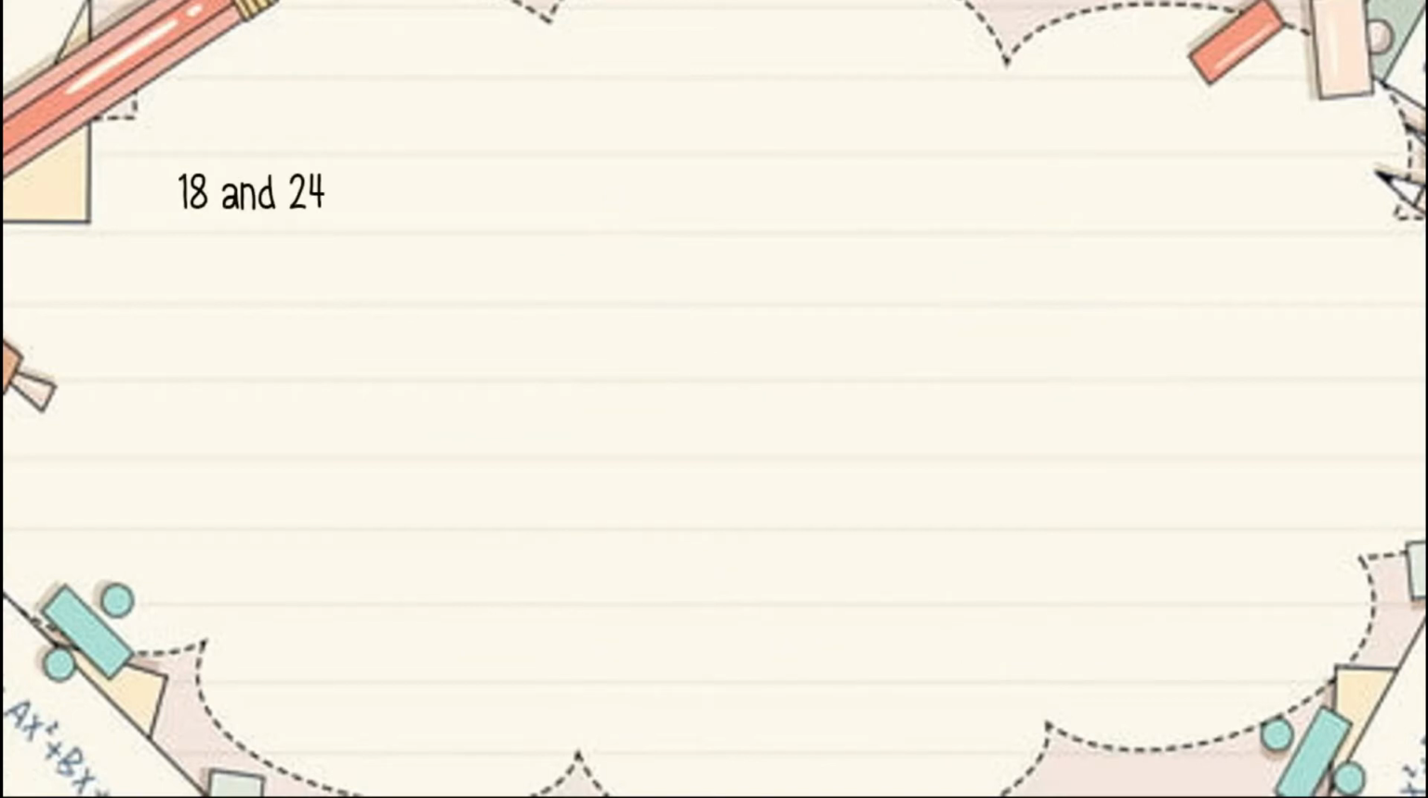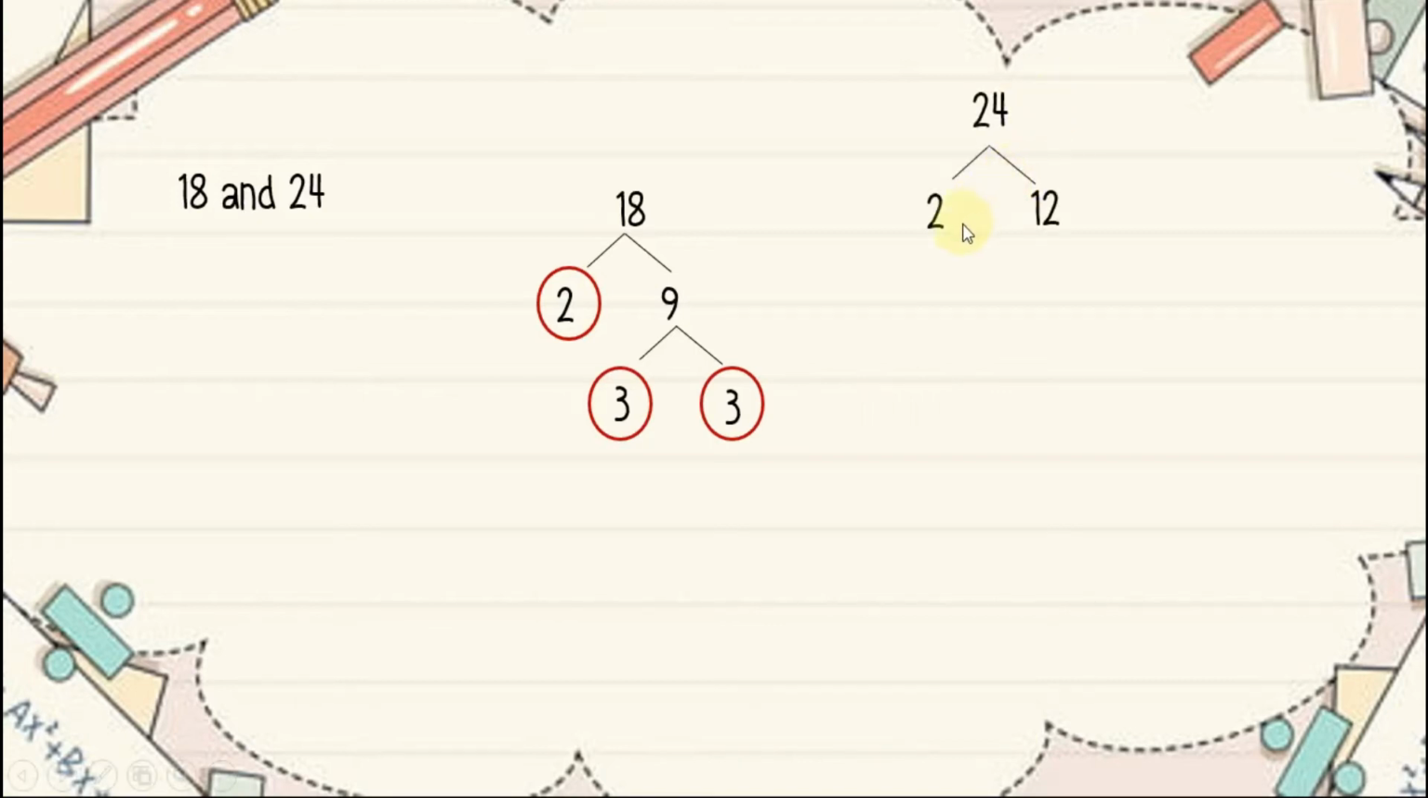Next, let's have 18 and 24. So the factors of 18 are 2 and 9. Again, 2 is a prime number. Let's try factoring 9, and we're going to have 3 times 3. And 3 is already a prime number. Next, 24. Factors are 2 and 12. So let's encircle the prime number, which is 2.